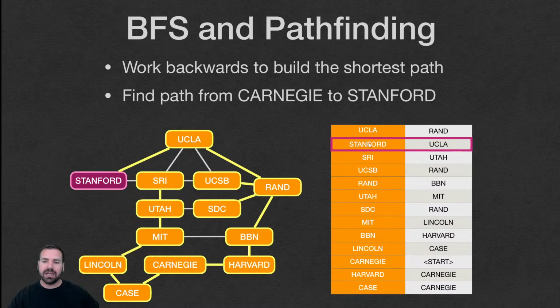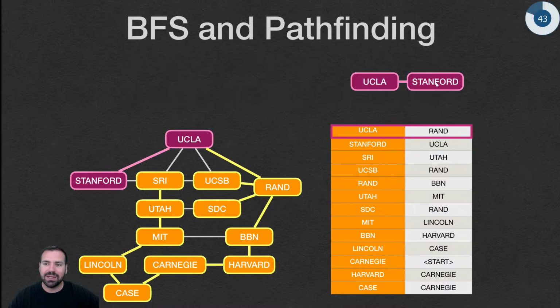So we're going to start at Stanford, and we're going to say, okay, Stanford, who discovered you? It's going to say UCLA. So we know UCLA is the second to last node in the path. The last node is always going to be our ending node. Second to last one is whatever discovered the ending node. And then we just repeat the process.